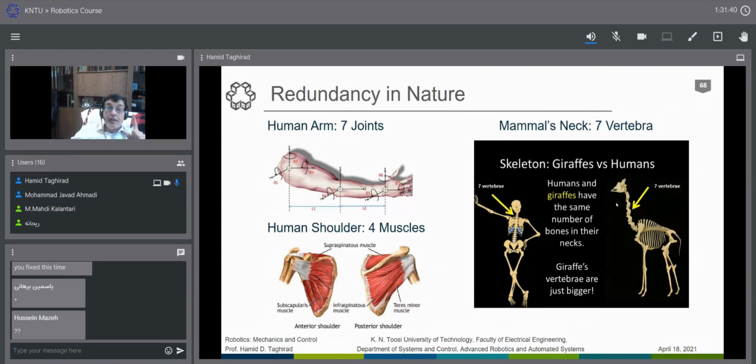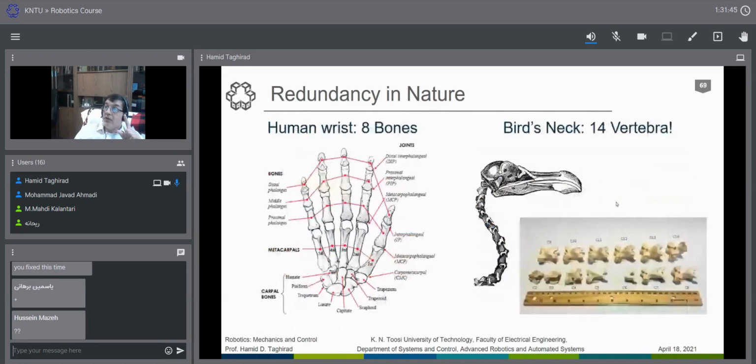And more than that, amazingly more, when you go to the birds, this becomes 14 vertebrae. They need only 6 degrees of freedom to have a position and an orientation. But 14 vertebrae, as you see here, all the names are given in the literature, you can find it. They are twice as redundant, not 7, but 14.